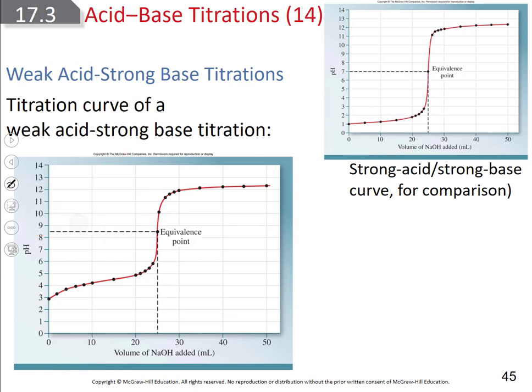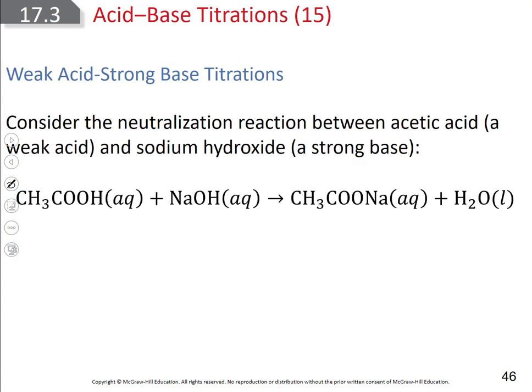About 8.5-ish, which is slightly basic. And we were about to talk about how we calculate that. So with this, now we have a strong base titrating a weak acid. In this case, we have acetic acid plus sodium hydroxide. The products are sodium acetate and water.